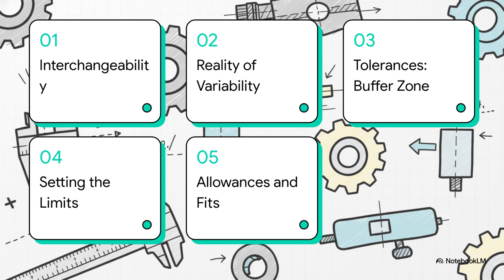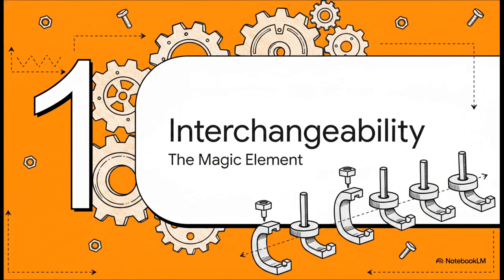Here's our roadmap for this explainer. We'll start with the magic of interchangeability, then look at the reality of variability. After that, we'll dive into tolerances as a buffer zone, how we go about setting the limits, and finally, allowances and fits. Let's jump right into section 1, the magic of interchangeability.